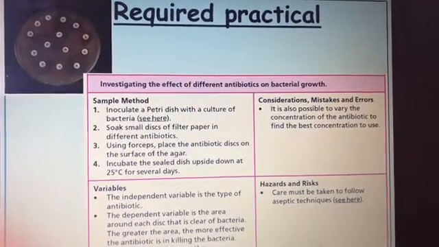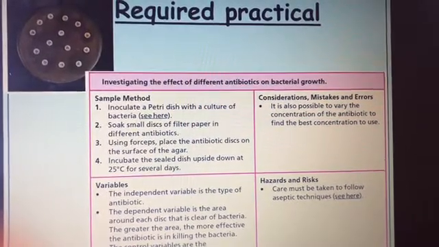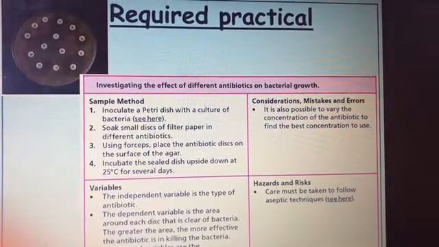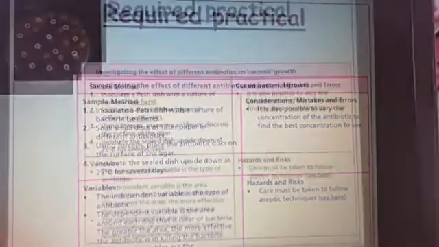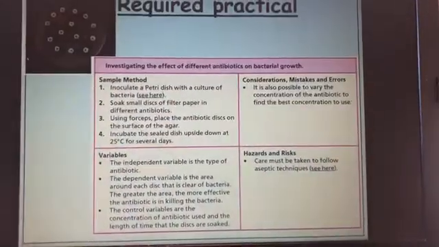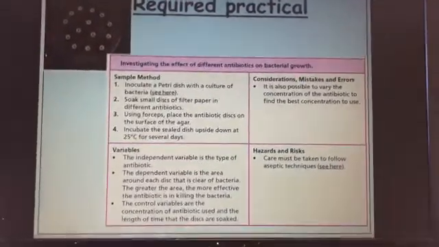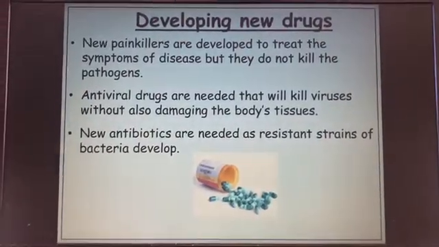Now you should always incubate at school at 25 degrees C, because if you do it higher than that, you risk the development of pathogens. So in industry they would probably use 37 degrees because it's faster. However, it's safer in schools to use 25 degrees C.